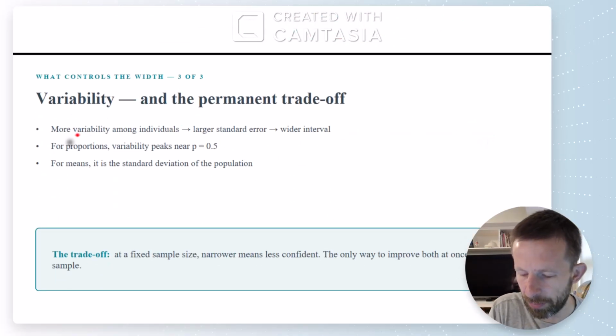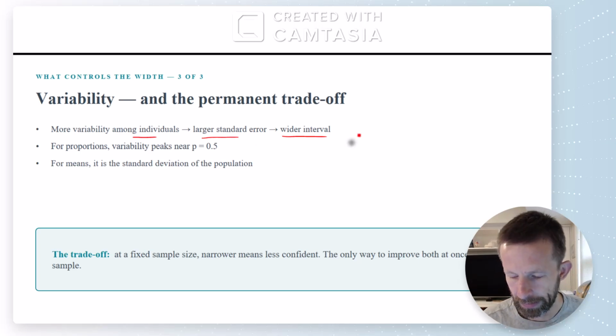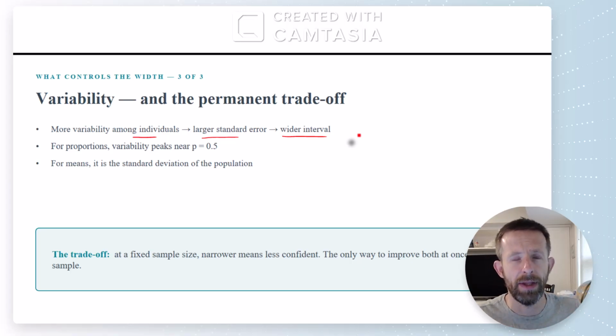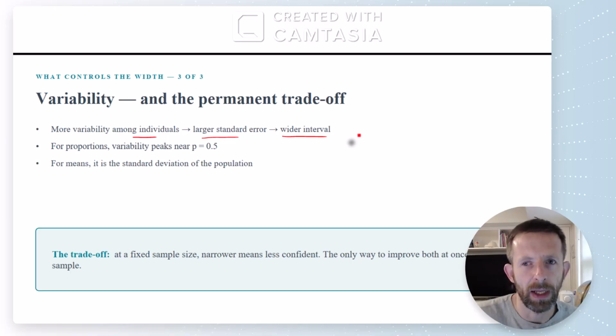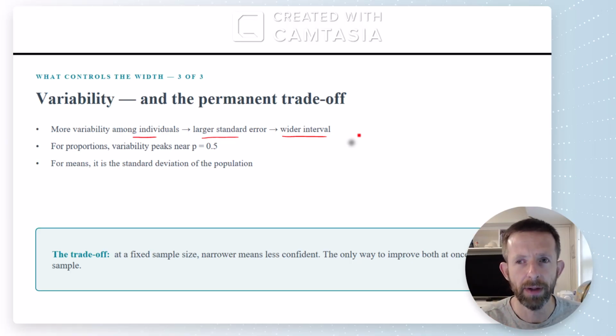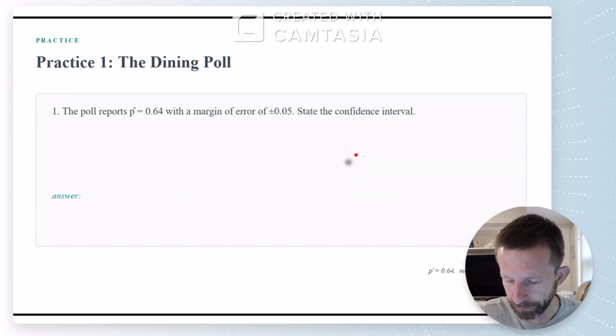Variability: more variability among individuals, larger standard error, wider interval. So if my sample is kind of all over the place, then my confidence interval is going to have to be bigger to account for that. If my sample is like a pretty close pattern, then I don't have to go as wide on average on the intervals.